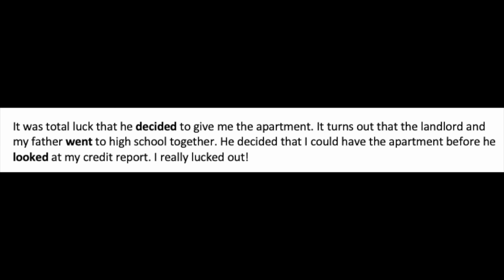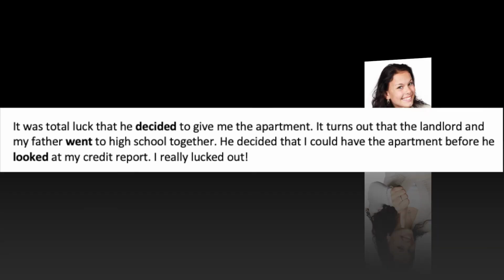Decided, simple past. Went, simple past. And looked. So all of these are in simple past tense. The expression, I really lucked out, means that this person was very, very lucky. It's a fun expression. You should try it. I really lucked out. Remember, it means you got very lucky.